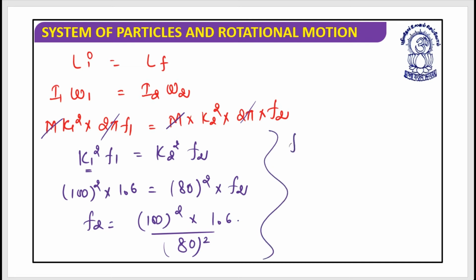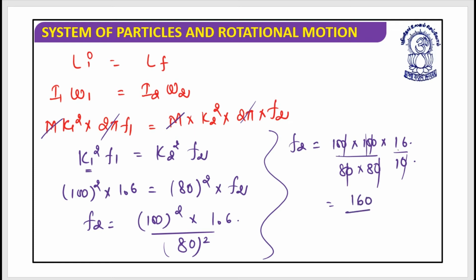So this can be written as f2 is equal to 100 into 100 into 1.6, that is 16 by 10, divided by 80 into 80. Yes, the zeros cancel. And this is 10 into 16, which is 160, divided by 8 into 8, which is 64, which is 2.5, so 2.5 rotations per second. I hope this is clear. Is it clear?